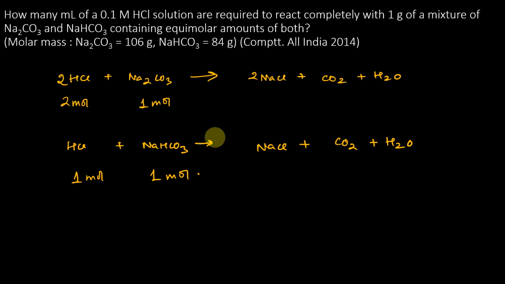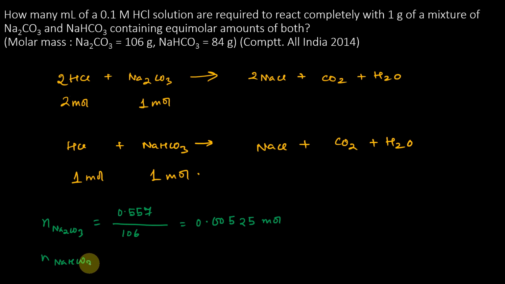Okay, let us see what is the number of moles of sodium carbonate that came out. Number of moles of sodium carbonate was 0.557 gram divided by the molar mass. What is the molar mass of this? This is 106. So it is 0.00525 moles. Okay, so number of moles of NaHCO3 is also same because equimolar, 0.00525 मोल.